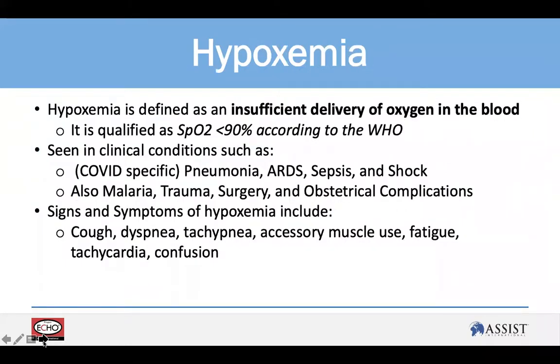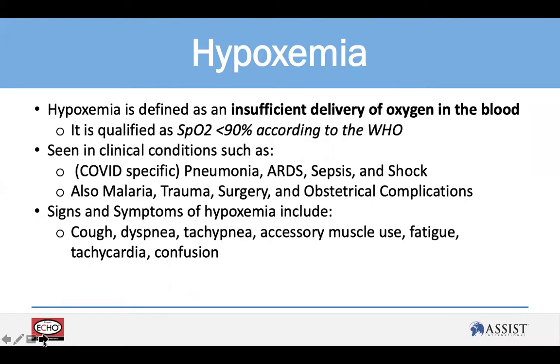To begin, we need to have hypoxemia defined. And essentially, hypoxemia is the insufficient delivery of oxygen in our blood. The WHO defines this as a peripheral capillary oxygen saturation, or SpO2, less than 90%. We can see hypoxemia in clinical conditions, such as our COVID-19 positive patients, presenting with pneumonia, ARDS, sepsis, and shock.